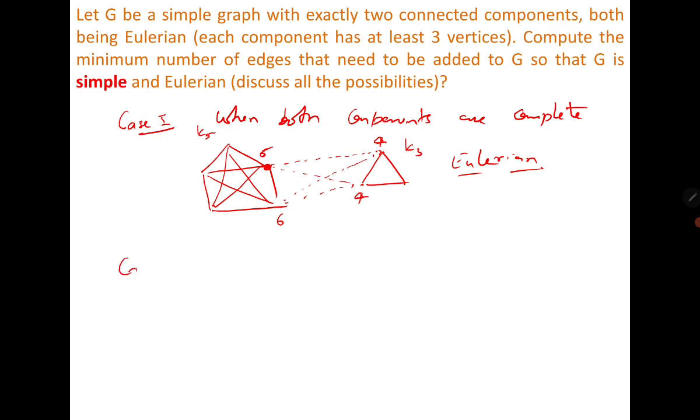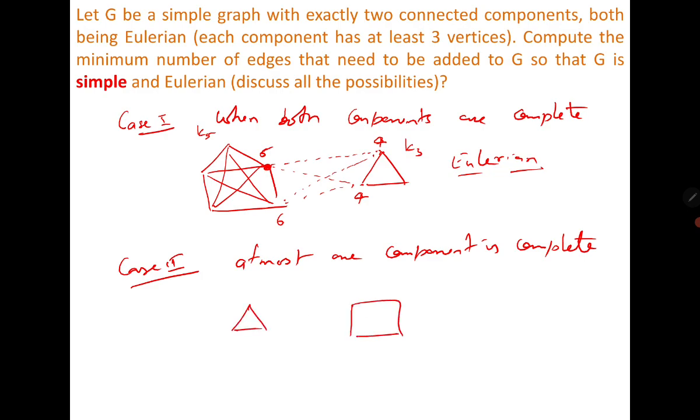Now, when you see the second case, then you will see why there is a possibility to miss the first case. So, the second case says that at most one component is complete, because here both the components were complete in case 1. So, let's say the other case is like this, or you can have two C4s or one C6, one C4, whichever you want.